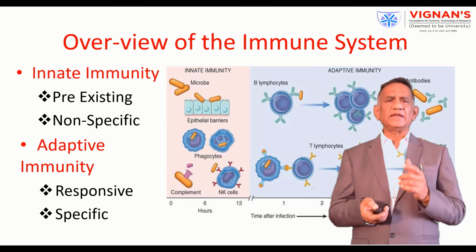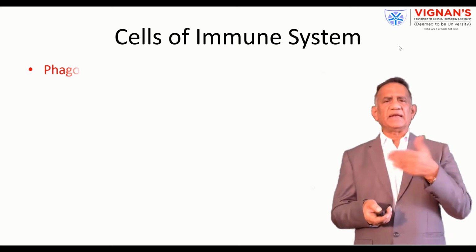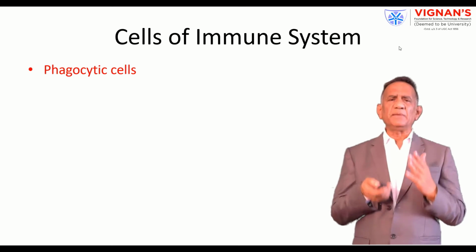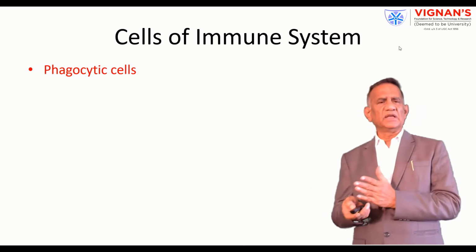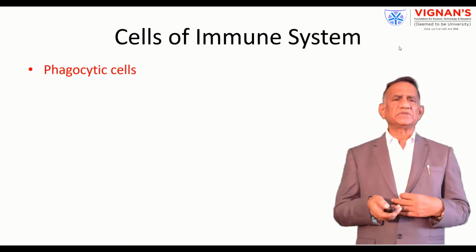So hitherto I have been telling you the classification of innate immunity and adaptive immunity. Now let us see the cells of the immune system. There are a good many cells, and those cells are again subdivided into various cells. It goes to any length of study with regard to the cells of the immune system.